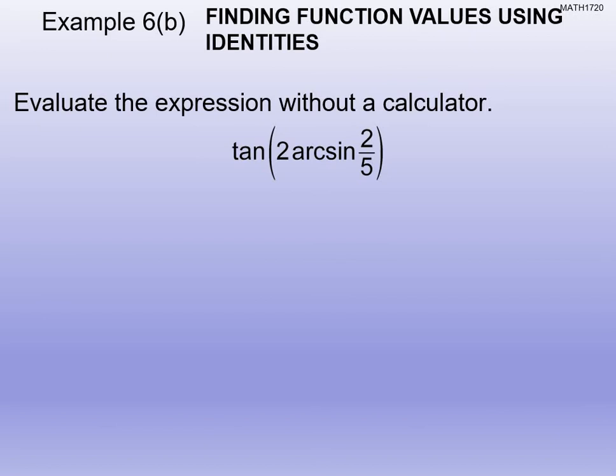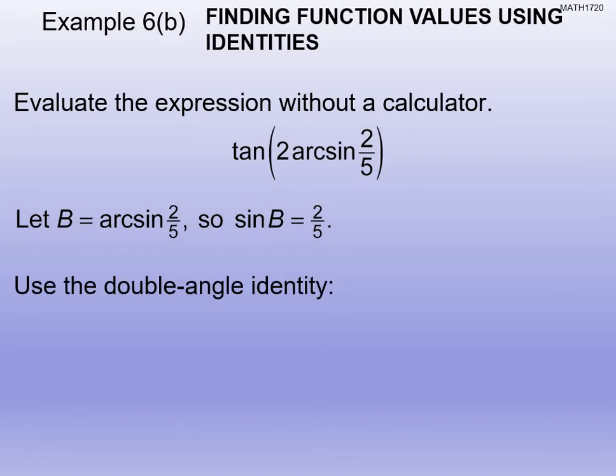Without a calculator. So we have tangent of a quantity, the quantity of 2 sine inverse of 2/5, or 2 arc sine of 2/5. We got that 2 in front that's kind of throwing us off as we do this problem, but we do have sine of theta equal to 2/5, and then there's a 2 in front of that. So we have to be careful. We only have one angle here in question. We have B, so we're going to say that B is arc sine of 2/5, so sine of B is 2/5.